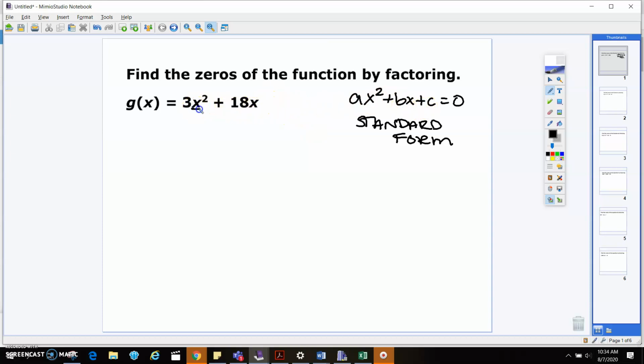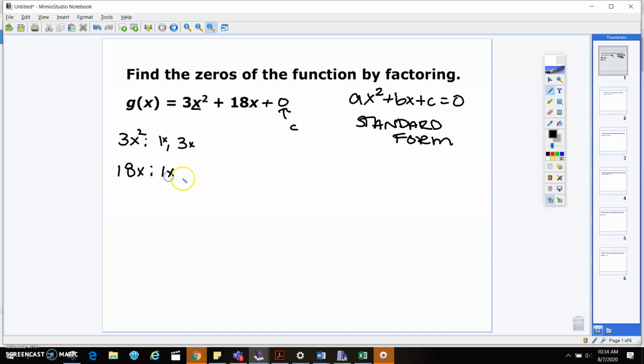Okay, notice how we've got that x squared matches up with that ax squared, 18x matches up with that bx, and then we've got plus 0, which would be our c term, right? Okay, so we've been talking about the greatest common factor. So let's think through. 3x squared and 18x. What factors do they have in common? Well, let's list out factors of 3x squared. So factors of 3x are going to be 1 and 3, and x, and that's it. That's all you got.